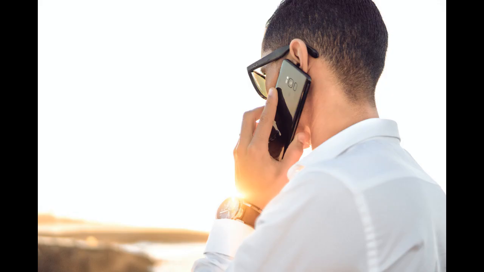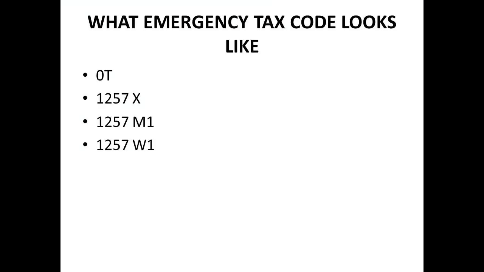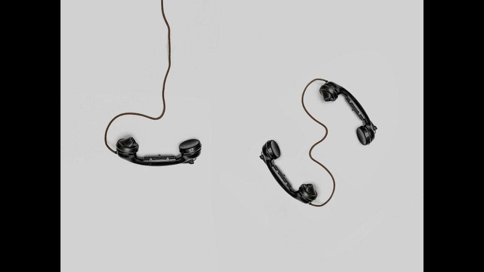You should contact the tax office for more clarification once you receive a coding notice showing any of these tax codes on your pay slip, or once you receive a letter, more like a coding notice showing what your tax code is. If it's any of these, then you would need to contact the tax office for more information.